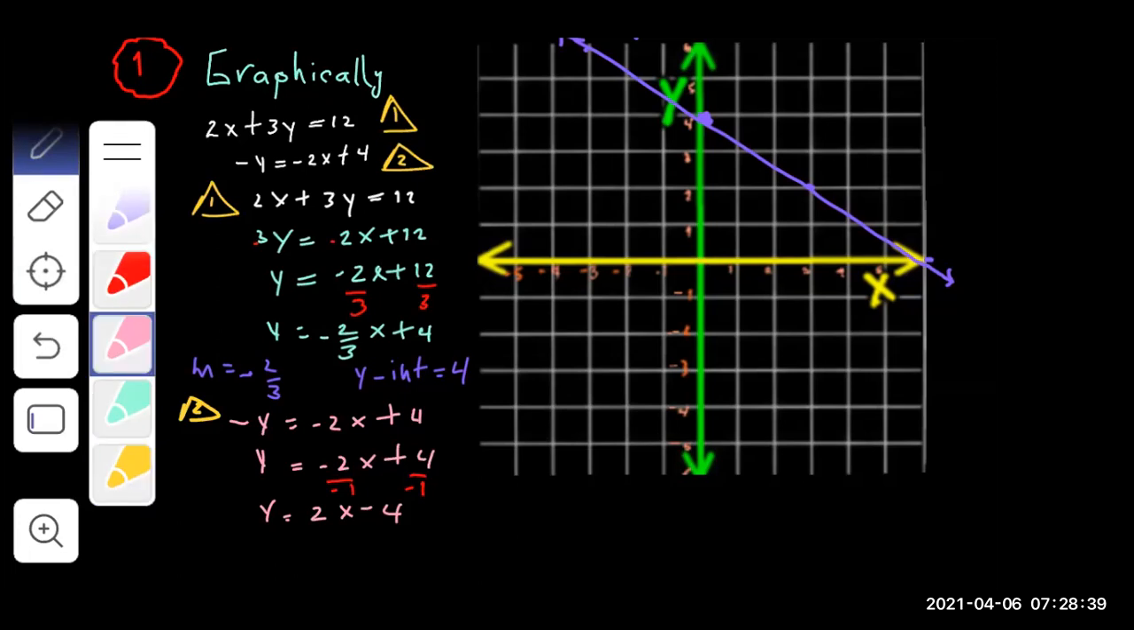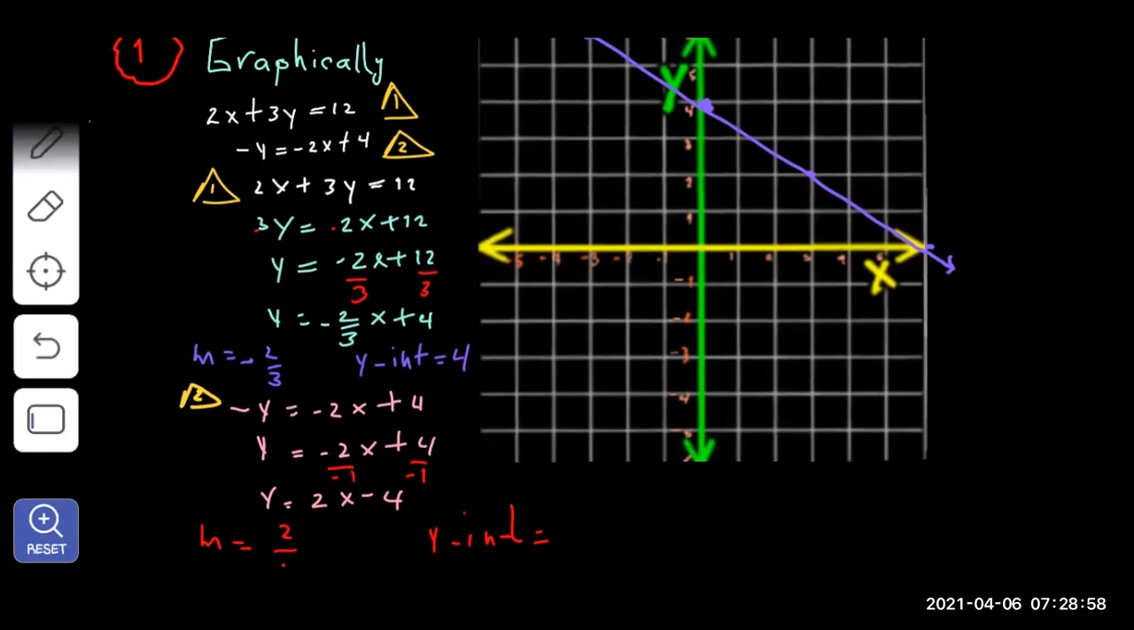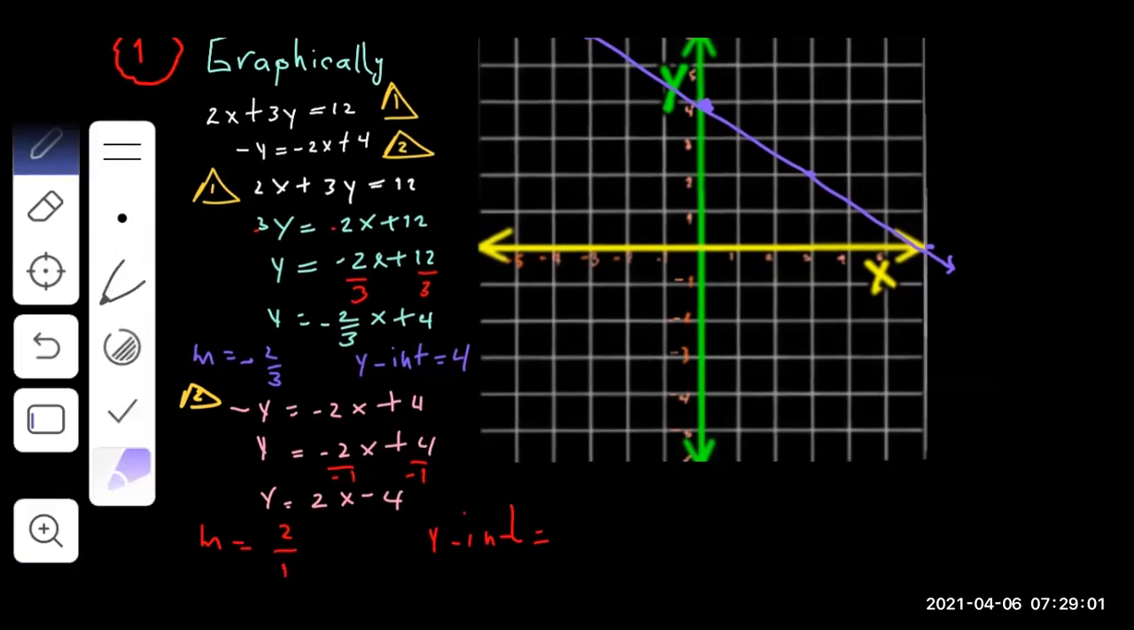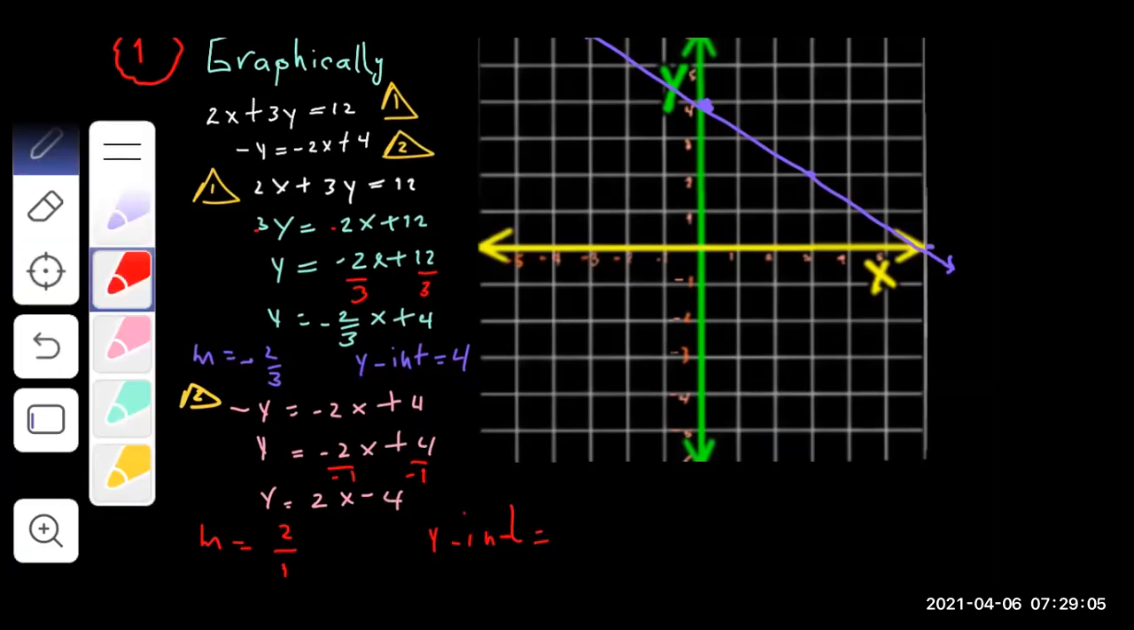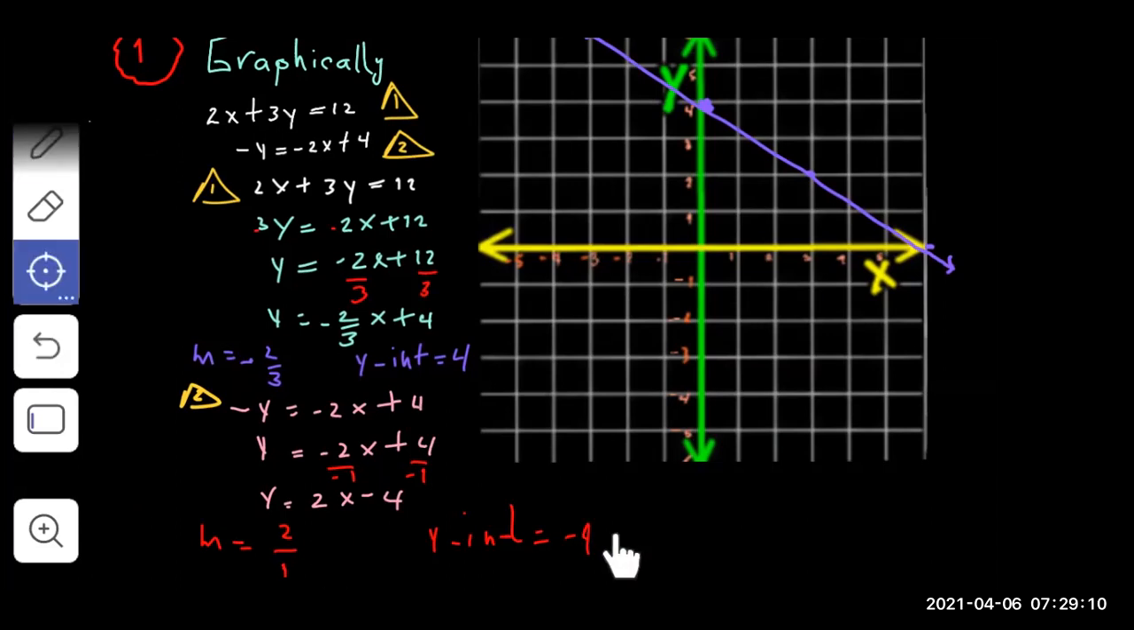Let's identify the information, which is m, the slope. What is the slope in this case, guys? And what is the y-intercept? 2 is the slope. I need a fraction. What am I going to add in the denominator? 1. Yeah, I'm going to add a 1. Thank you. 2 over 1. And what is the y-intercept? -4. Okay, then guys, again, let's plot this in the system and graph that one.